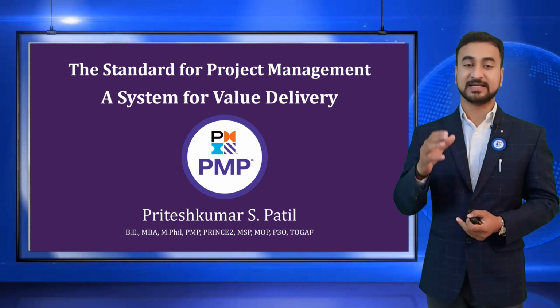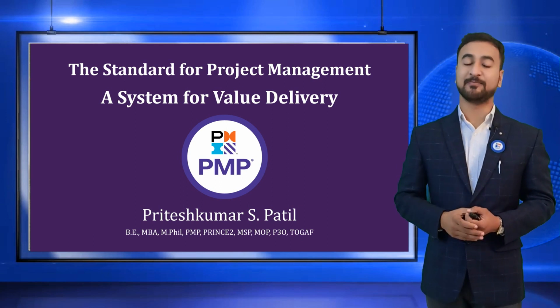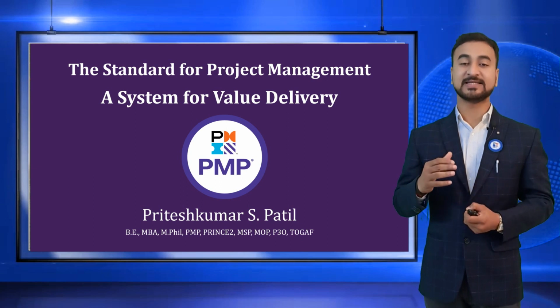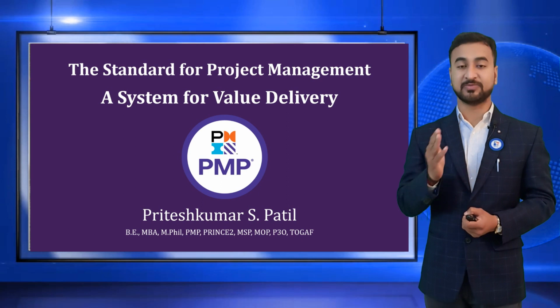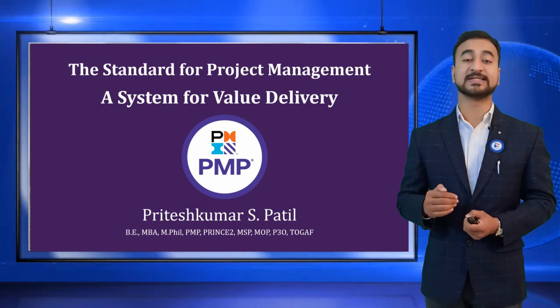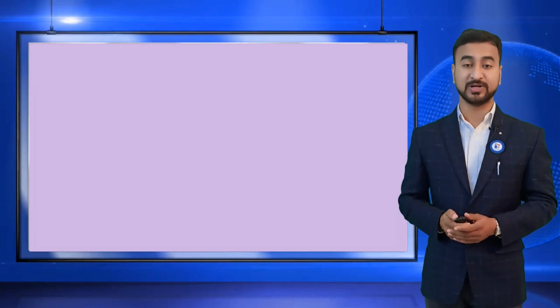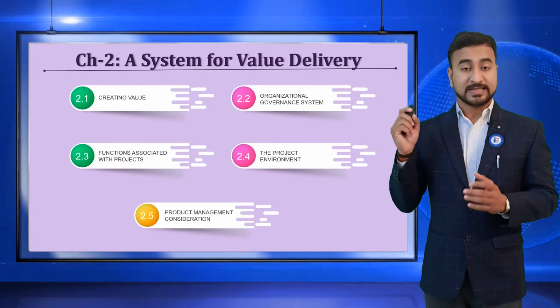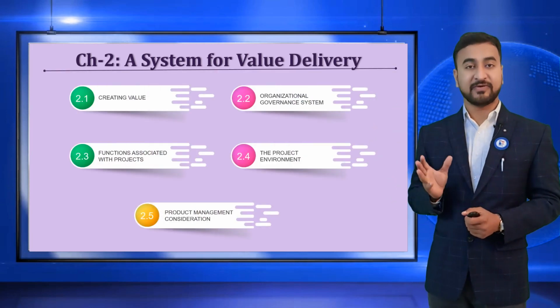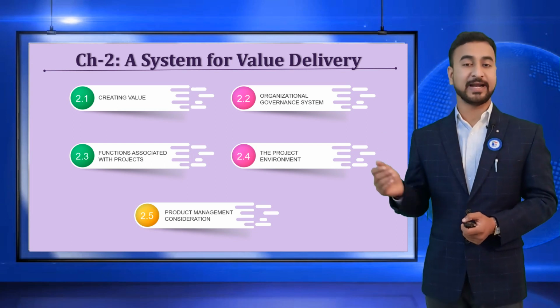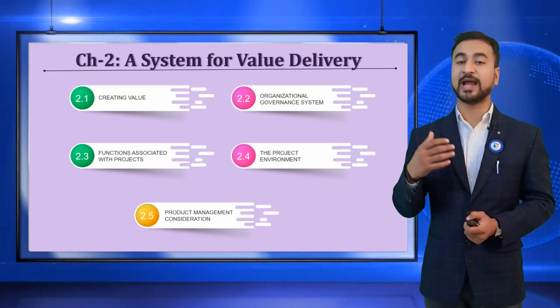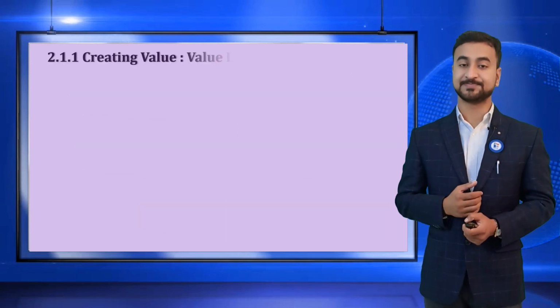This series is Decodify and Simplify the PMBOK version 7. It is in continuation of our series where we have completed chapter 1, and right now we are discussing chapter 2, that is System for Value Delivery. This chapter contains 5 sections, and today we are discussing sections 2.1 and 2.2, that is Creating Value and Organizational Governance System.